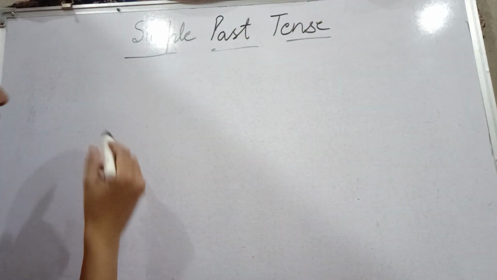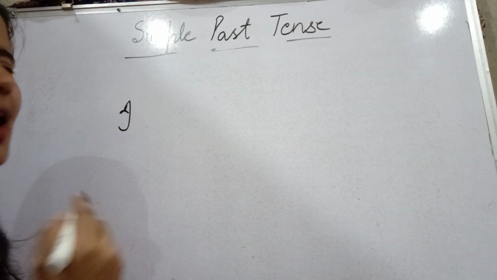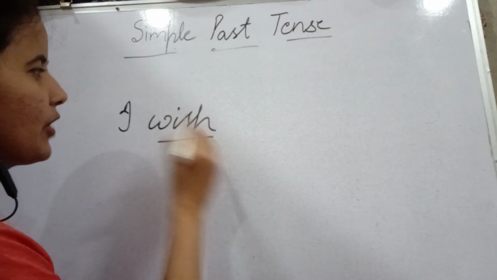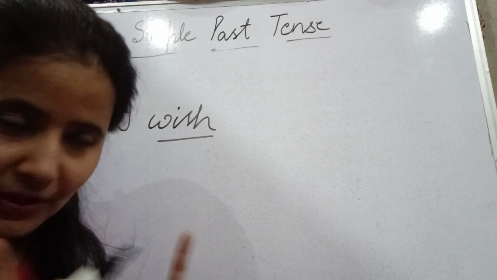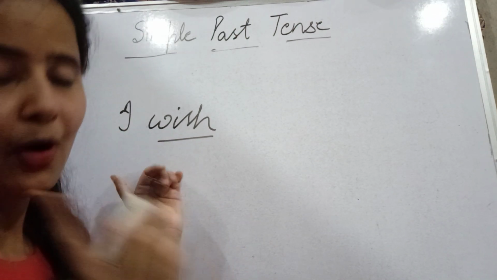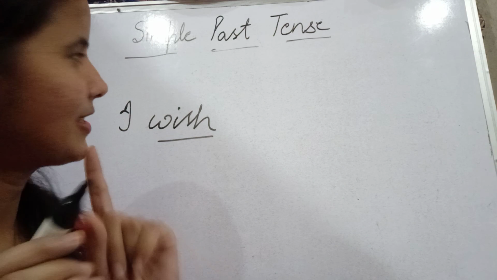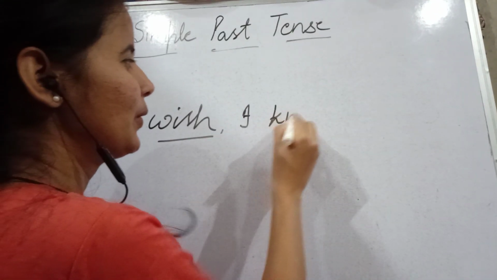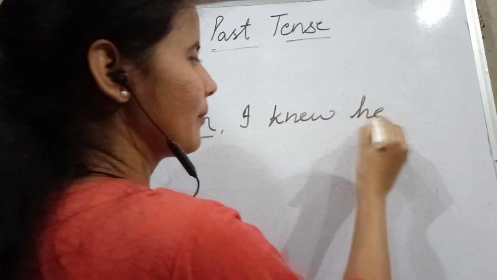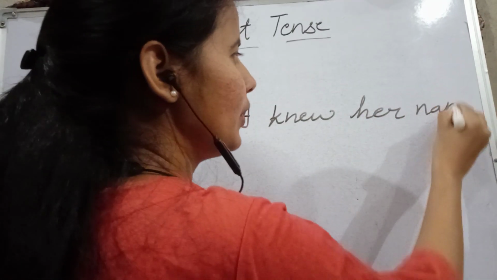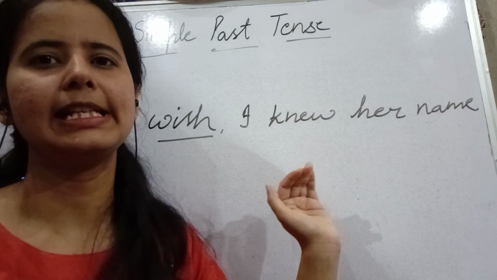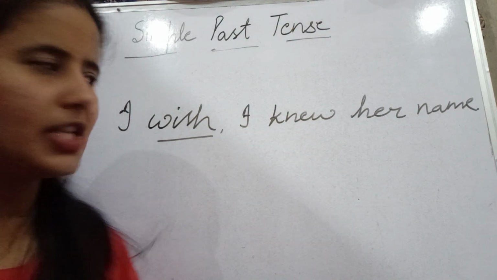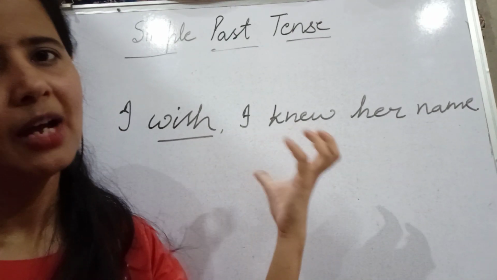ऑलराइट, लाइक आई विश आई न्यू हर नेम, काश मुझे उसका नाम पता होता. सो आई विश, जहाँ पे भी विश वर्ड आ गया, okay, whenever you see this word I wish, always use simple past tense there. Just remember, I wish I knew her name. Okay, so these are called with conditional sentences. In such kind of conditional sentences which represent hypothetical situations, we have to use their simple past tense.